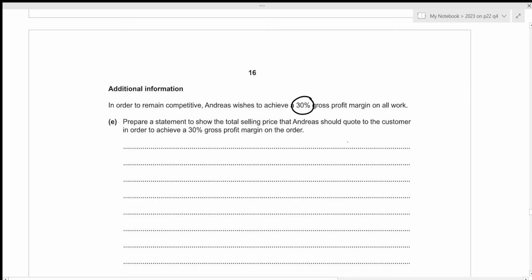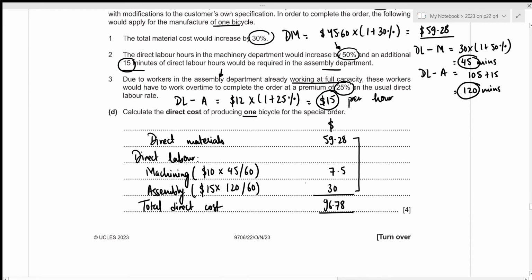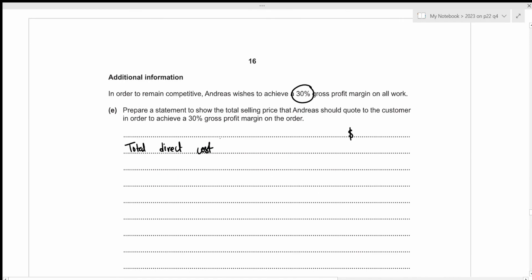Okay, so we already have the direct cost per unit. So let's start with the total direct cost. And the number of units for this new customer was 120 bicycles. So in order to get the total direct cost, we can just multiply 96.78 by 120. This gives our total direct cost to be 11,613.60. Then we need to add our overheads.